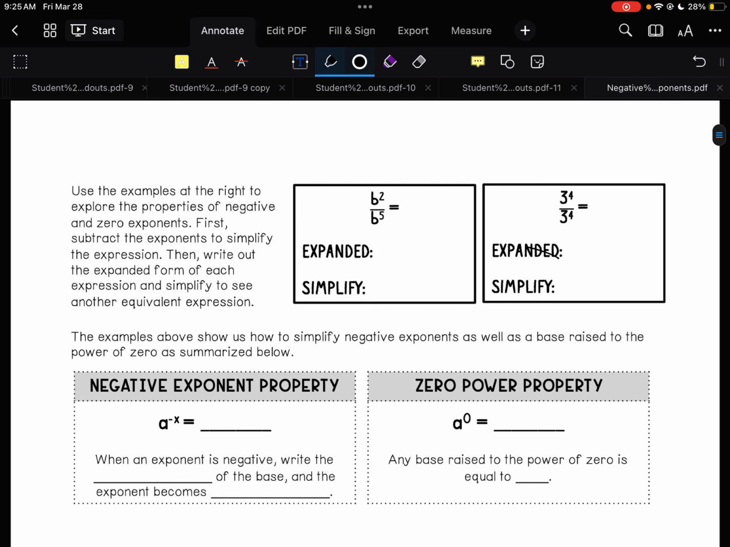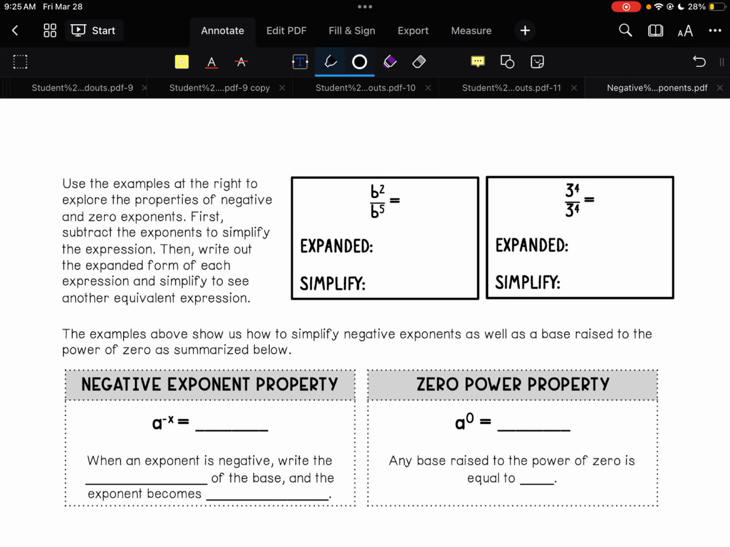All right, so the first thing we have here is use the examples to the right to explore the properties of negative exponents and zero. First, subtract the exponents to simplify the expression, then write out the expanded form of each one. So 2 minus 5 would be negative 3, so it'd be b to the negative 3 power.